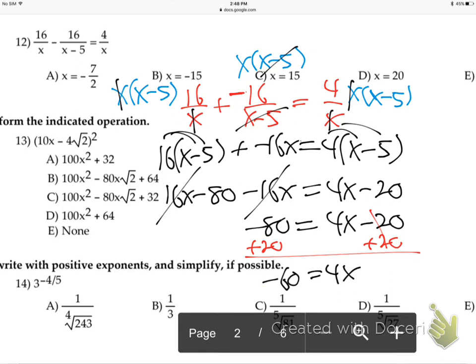Last step. Divide by 4. Boom. So what is that? Negative 15. 60 divided by 4. Negative 15. Hopefully that answers it. Yes, B.